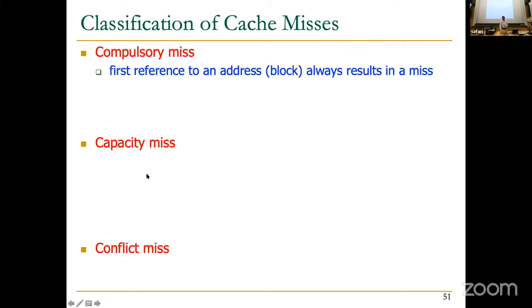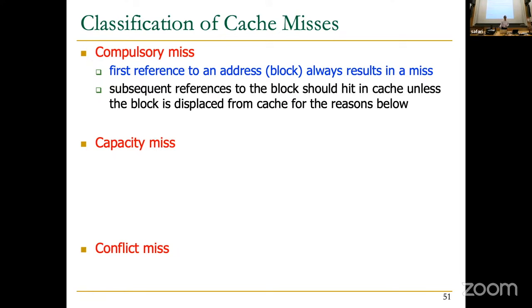Compulsory is the first reference to an address. Whenever I talk about an address, I'm talking about a block address from the perspective of the cache. It always results in a cache miss. This is compulsory. You cannot eliminate it with just caching, right? So subsequent references to the block should hit in the cache unless the block is displaced from the cache for these reasons. Either it's a capacity miss or a conflict miss.